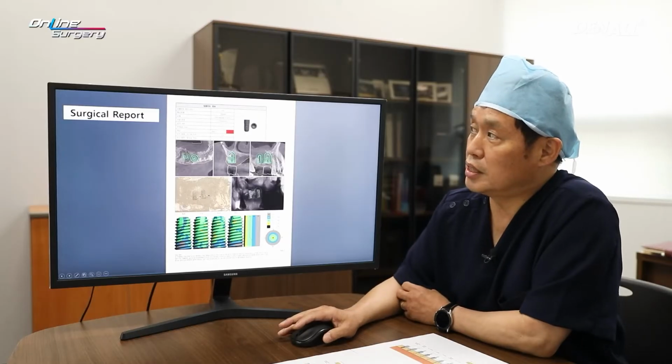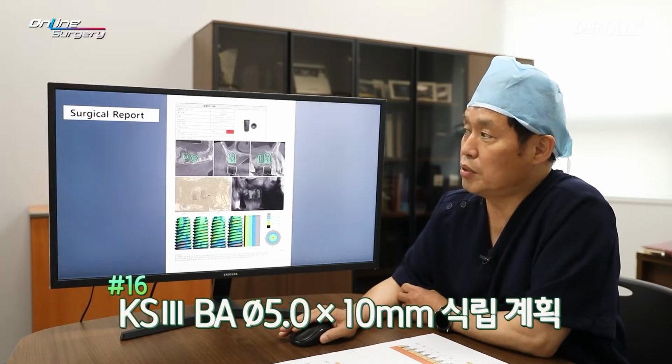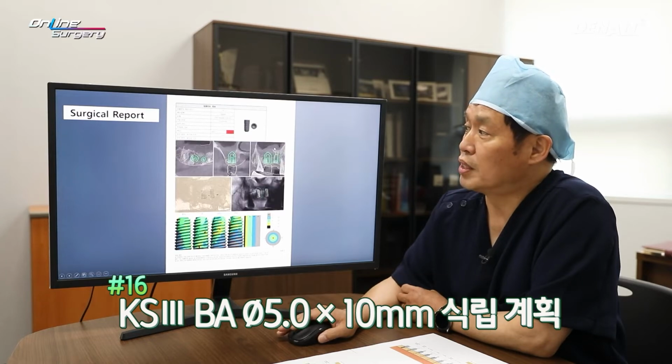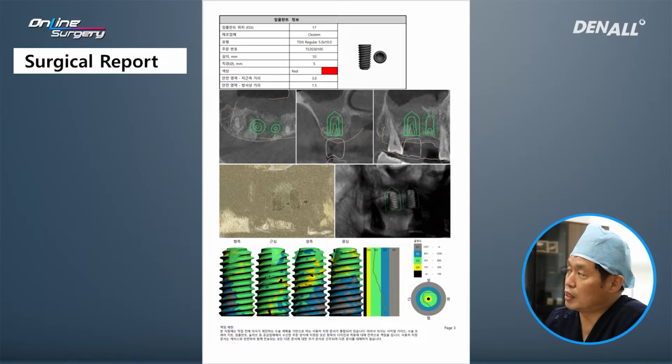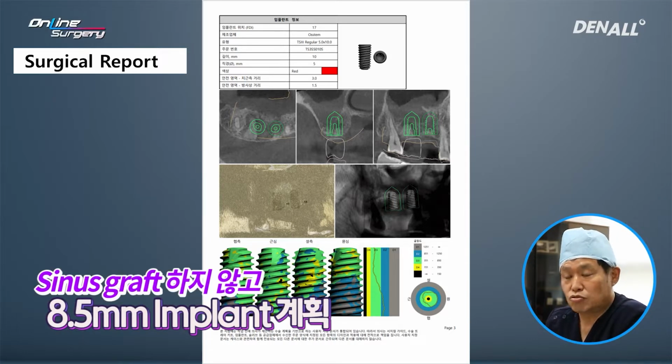A KS3 5.0 by 10 millimeter implant was planned. In number 17, the OneGuide team anticipated that there may be a need for bone graft due to slight penetration of the sinus because the residual alveolar bone was insufficient. However, I believe if we reduce the length to 8.5, we wouldn't need any bone graft within the sinus.